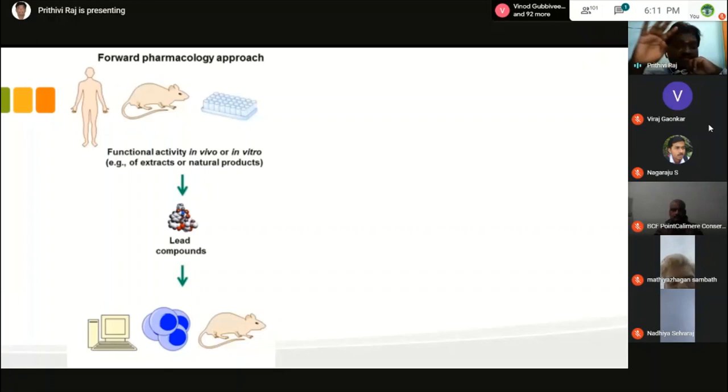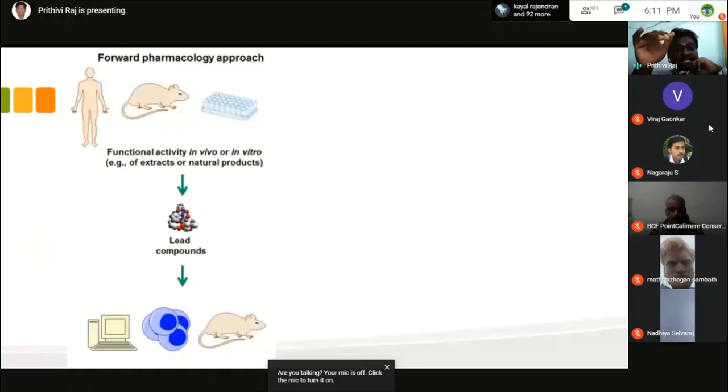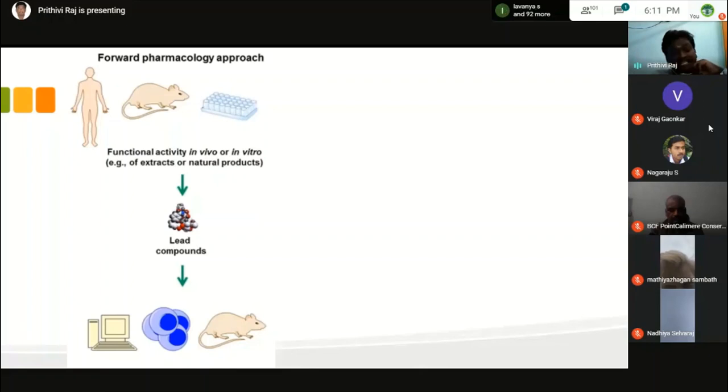Now, the forward pharmacology approach currently being taken: they are inducing the drug directly into the human, and after that they observe the functional activity in in vivo and in vitro tests, I mean the extract of the natural products, and they find the lead compounds. Then they come to the in silico work, nothing but target identification. These are the following methods, just as I'm saying, in a diagnostic manner.